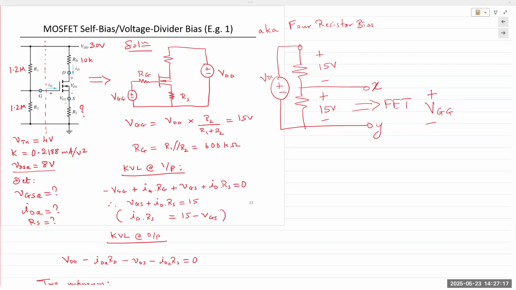So far, so good. Yes, the question is about this one, right? This one is technically connected to the source right here, and that's the body, the fourth terminal.